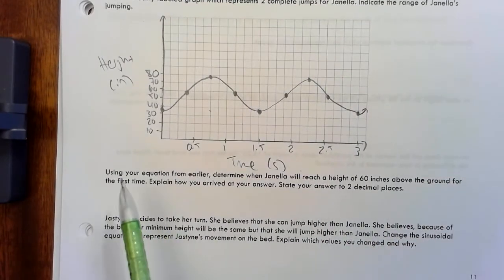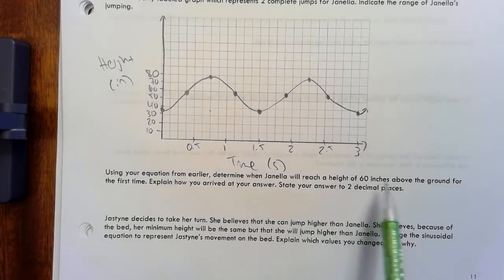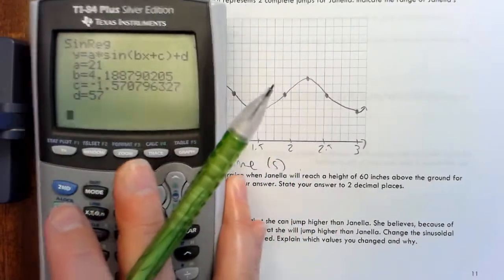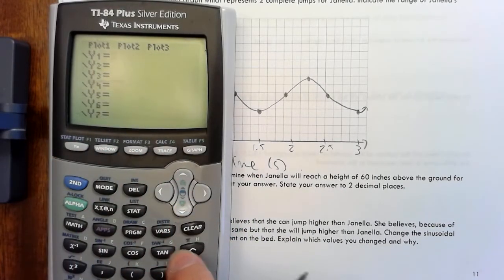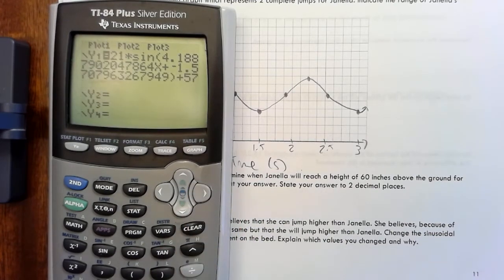Let's try this one now. Using your equation from earlier, determine when Janella will reach a height of 60 inches above the ground for the first time. Explain how you arrived at your answer, 2 decimal places. Okay, so I want to use this. I do not want to use the rounded version of this, so I'm going to go y equals, clear this, copy paste, so vars 5 over to EQ and enter.